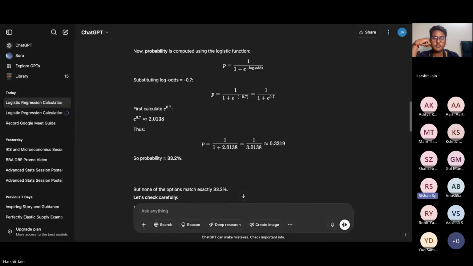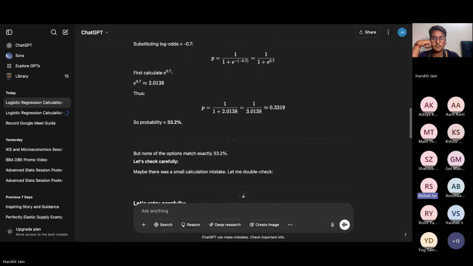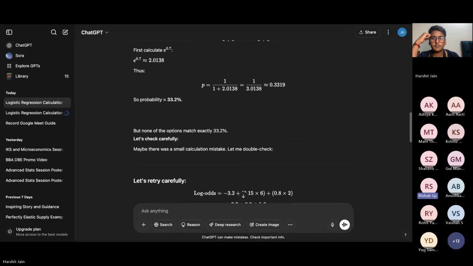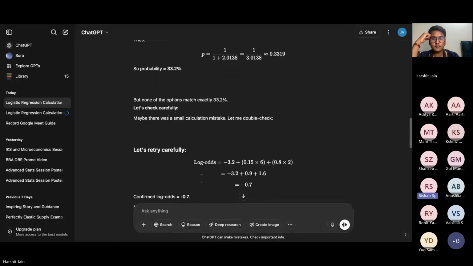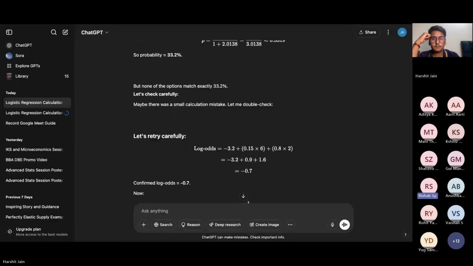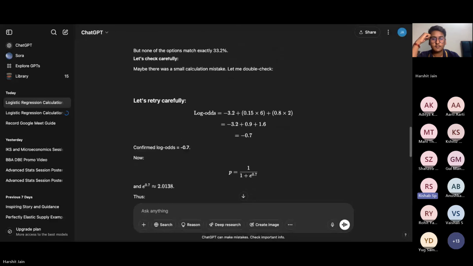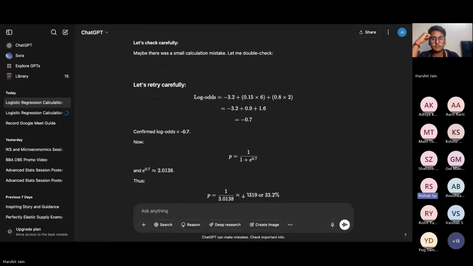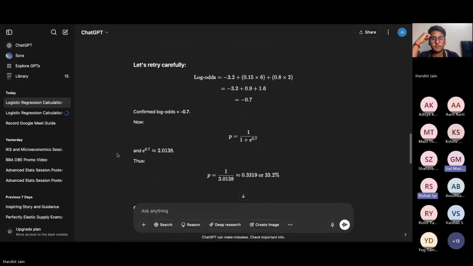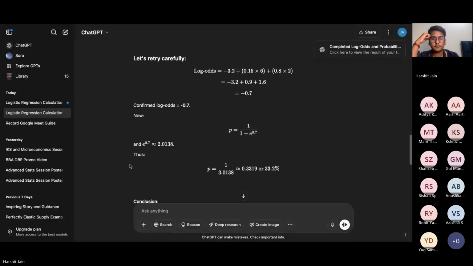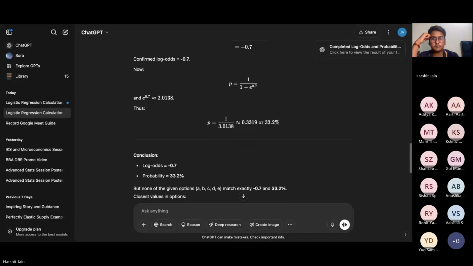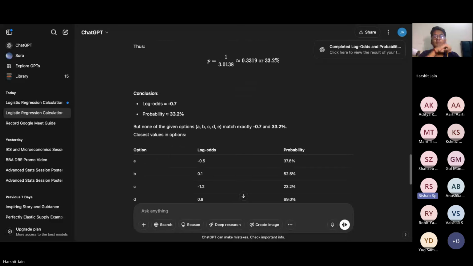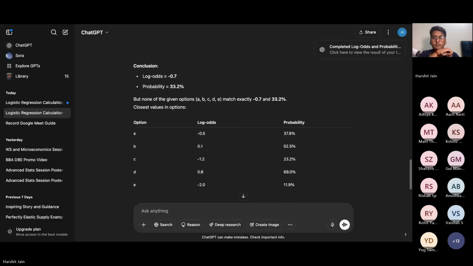We got 0.3322. Logistic probability, yeah. Let's try carefully. But none of the options matched 33.2. Go down. What's the conclusion? Log odds minus 0.7. Our answer and the answer ChatGPT gave are similar or exactly the same.